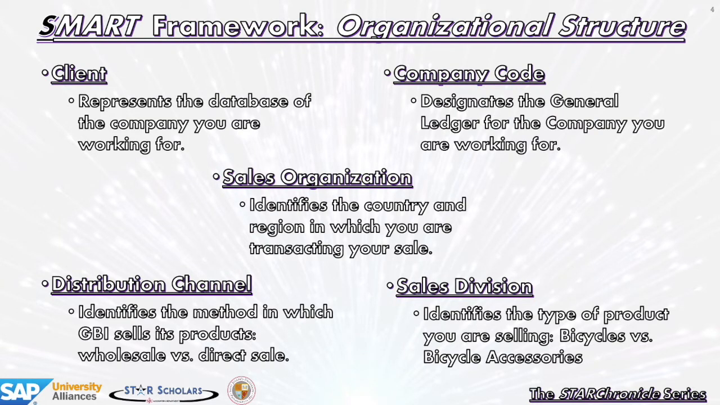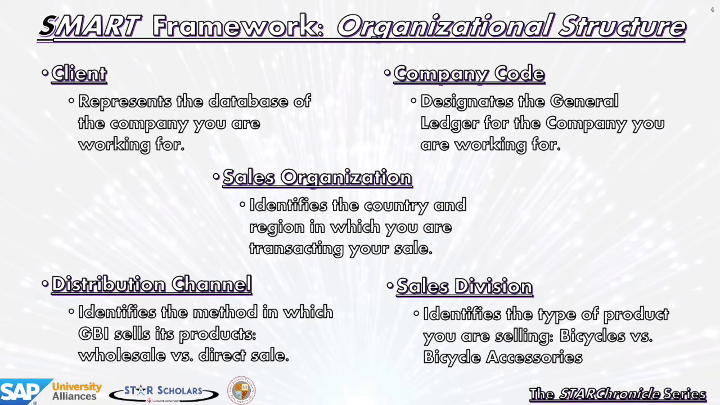To examine the various components of the sales process, we will use the SMART framework. The first step in the SMART framework is S, which stands for Organizational Structure. There are a few items pertaining to organizational structure to understand before we can get into the sales process. The first of these terms, client, represents the database of the company you are working for. Because we are Global Bike Incorporated, we are assigned a 3-digit client number by SAP that needs to be entered anytime we want to access the GBI database.